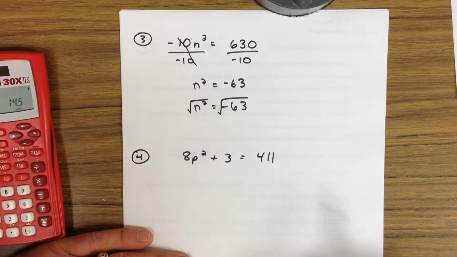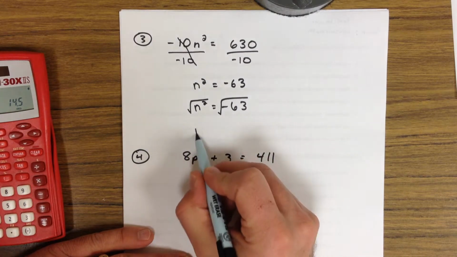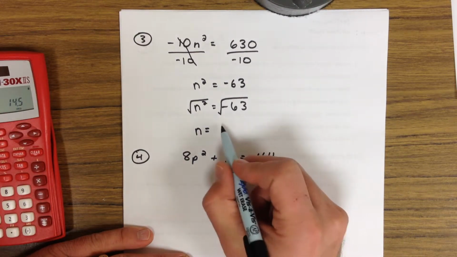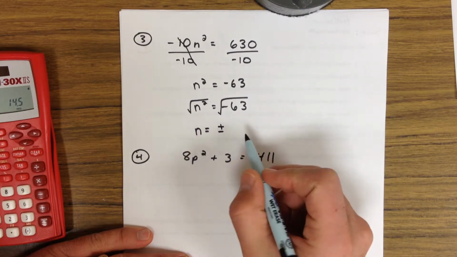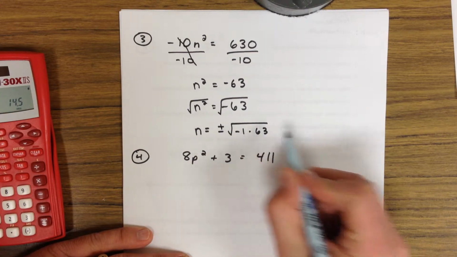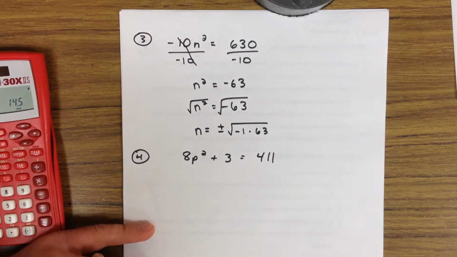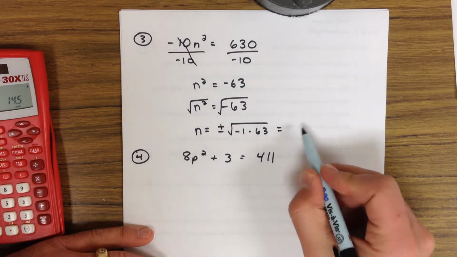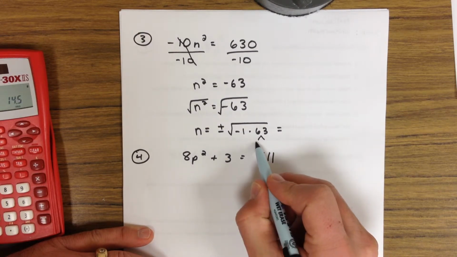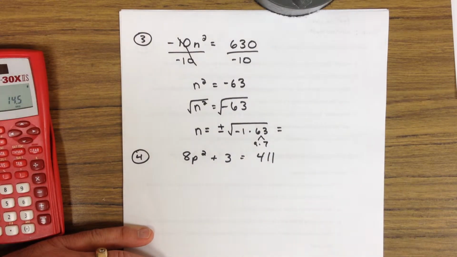Now I have a negative underneath, so now I have the situation where I have an imaginary number. So this is n, but remember how we split this up. Now I'm going to write this as plus and minus. Alright, this was -1 times 63. We're going to rewrite this. Now 63 could be broken down into 9 times 7.